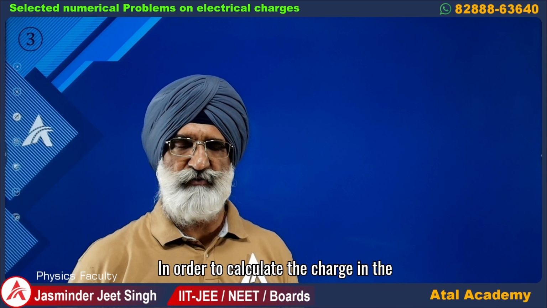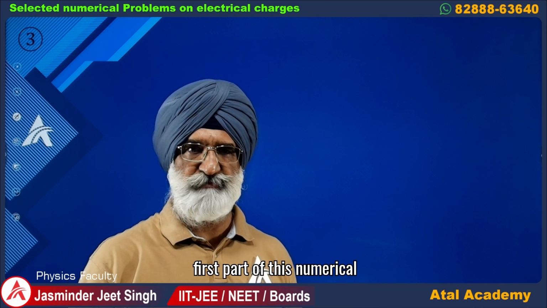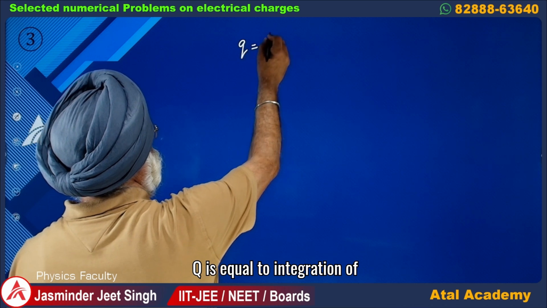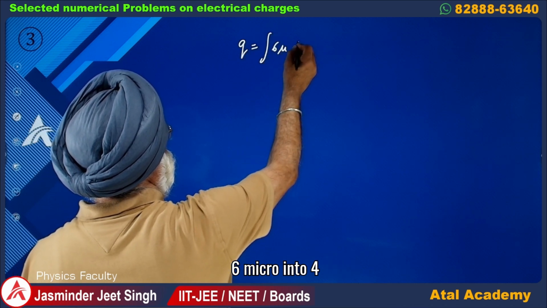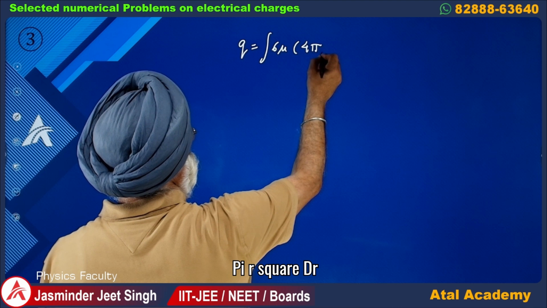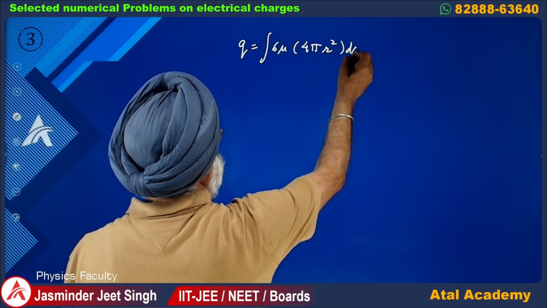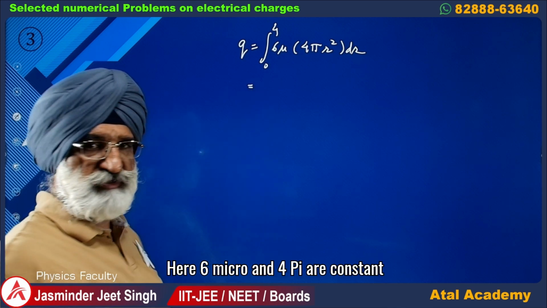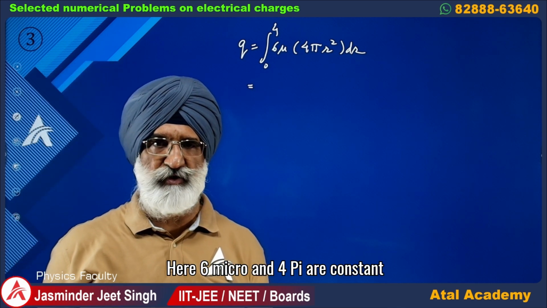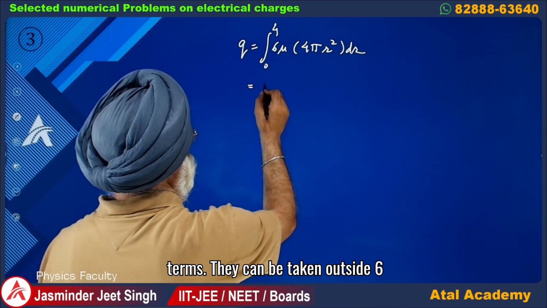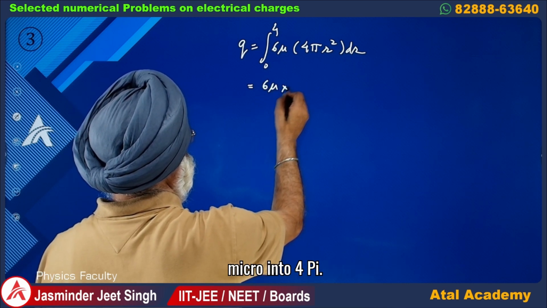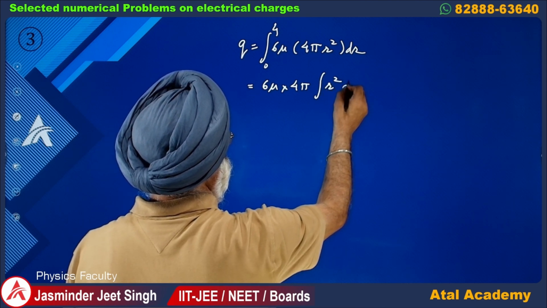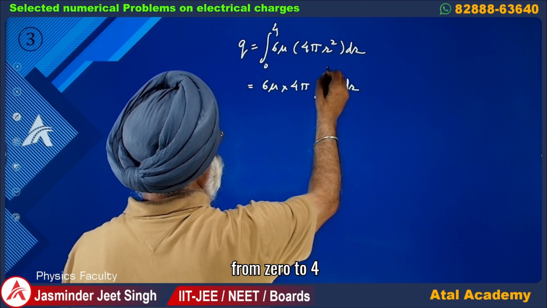In order to calculate the charge in the first part of this numerical, Q is equal to integration of 6 micro into 4 pi r square dr from 0 to 4. Here 6 micro and 4 pi are constant terms. They can be taken outside. 6 micro into 4 pi, integration of r square dr from 0 to 4.